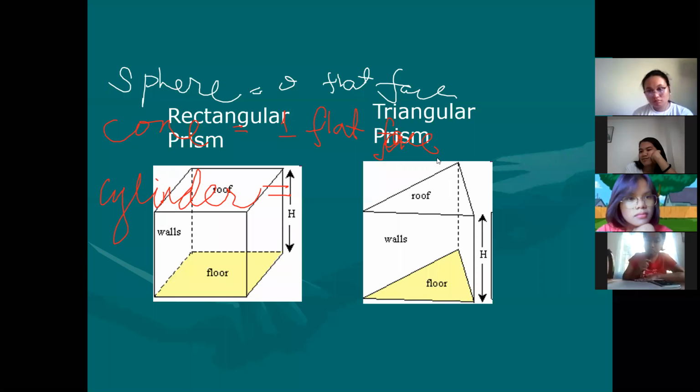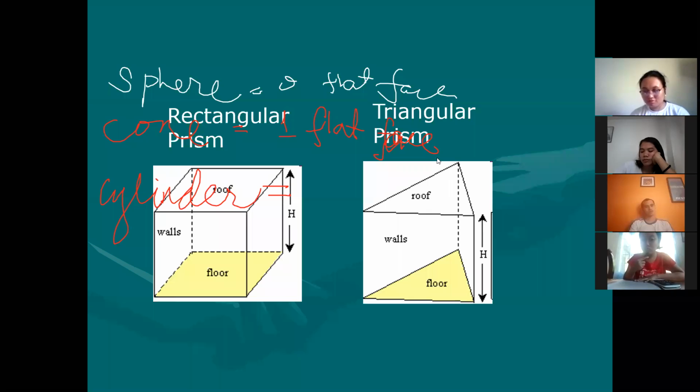Let me ask Juliana. Do you have a flat face of a cylinder, Juliana? Yes, sir. And if it is a yes, how many flat faces are there? One. One flat. Wait, cylinder? No, there are two. There are the top and the bottom. Very good. The top and the bottom. So we have 2 flat faces for a cylinder.